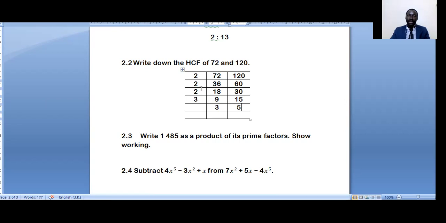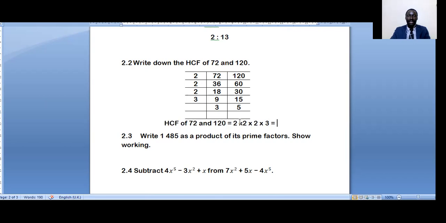Now, the common factors of these two numbers, okay? So now in the final expression, we say the highest common factor of these two numbers, 72 and 120, is 2 times 2 times 2. How many 2's do we have? We have 1, 2, 3. Yes, we have 3. Then what else do we have? We also have 3. Like that.